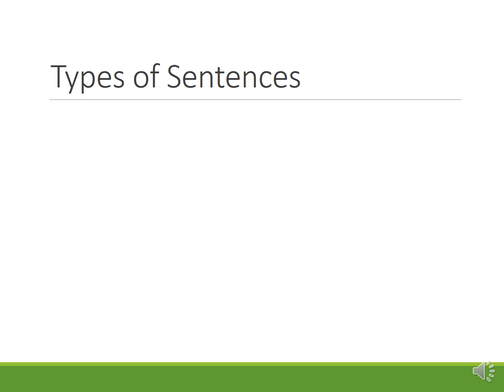Now let's move on to the next slide, that is types of sentences. There are four main types of sentences, which are declarative, interrogative, imperative, and exclamatory sentences. Each type has a different purpose. Let's understand them one by one.